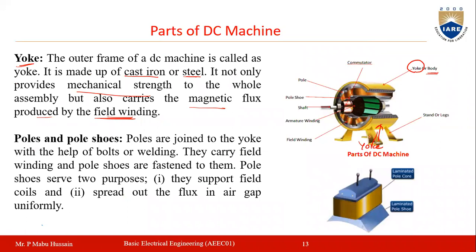Now this outer part of the DC machine is called the yoke or body of the DC machine. The purpose of the yoke is that it gives the mechanical strength to the whole assembly, and it also provides the path for the magnetic flux which is produced by these electromagnets, which is the field winding.